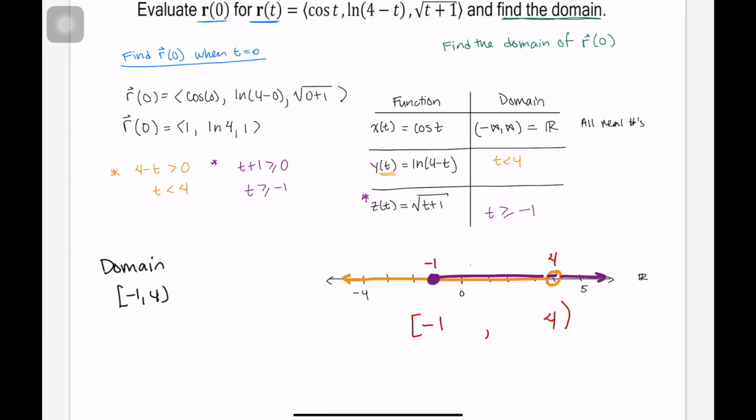All right, so it looks like we did everything we needed to do. We evaluated our vector valued function r when t equals 0, and we also found its domain. I hope you found this video helpful.